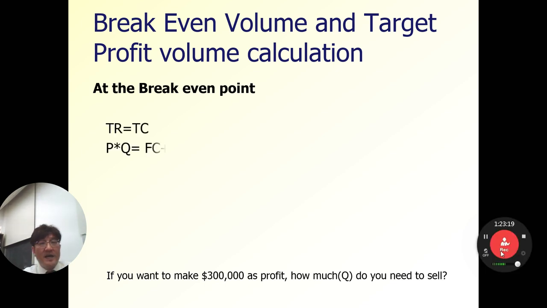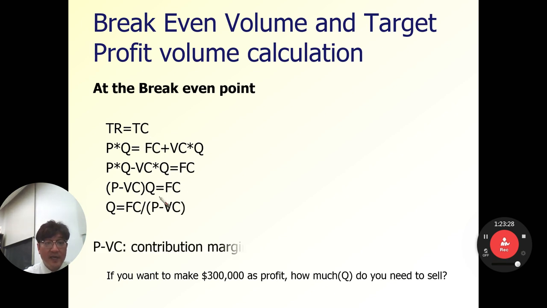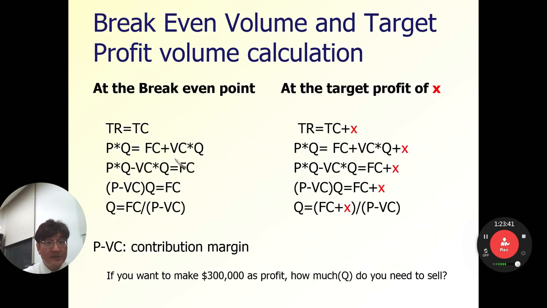Okay, to calculate the break-even point, as I said, you can set the total revenue equal to the total cost. Set it up this way. What is the total revenue? As I show you here, total revenue is P times Q. Total cost is FC, fixed cost, plus BC times Q.